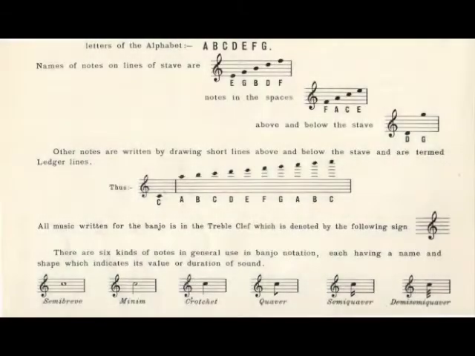In this example, we can again see the notes on the staff, and we can also see extra lines above the staff. These are known as ledger lines. The extra lines are to accommodate the higher notes that are often played in banjo music.